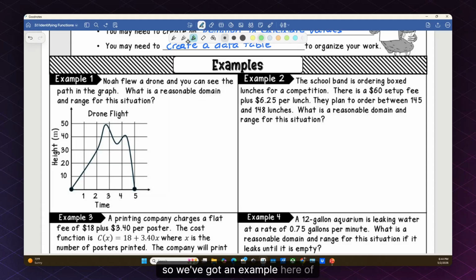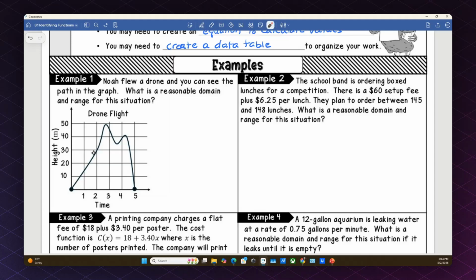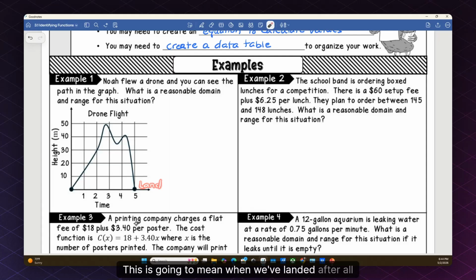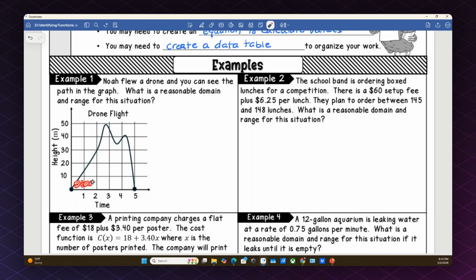All right. So we've got an example here of Noah flying a drone. And we can see the path in the graph. So we can see that the drone started down here at 0, and it's gone up in the air, and then it's lowered, and it's gone up, and then it's lowered, and it's all the way landed again. Over here, this is going to mean when we've landed after all of our flight, and this is going to be where we started.